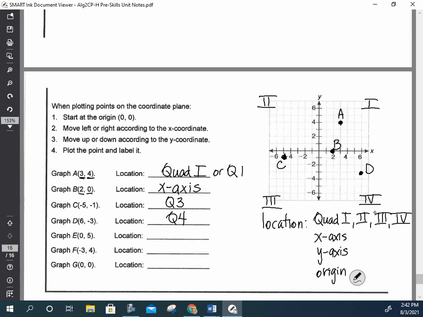Point E, (0, 5). So start at the origin. Since the first number is 0, you don't go anywhere. But now you're going to go up 5: 1, 2, 3, 4, 5. There's point E, which means you are on the y-axis.